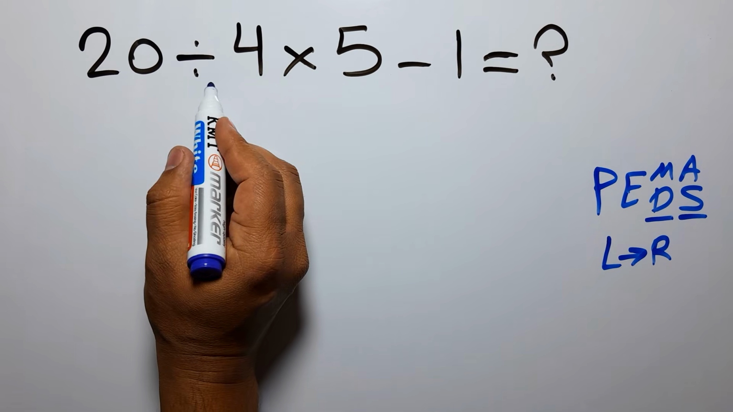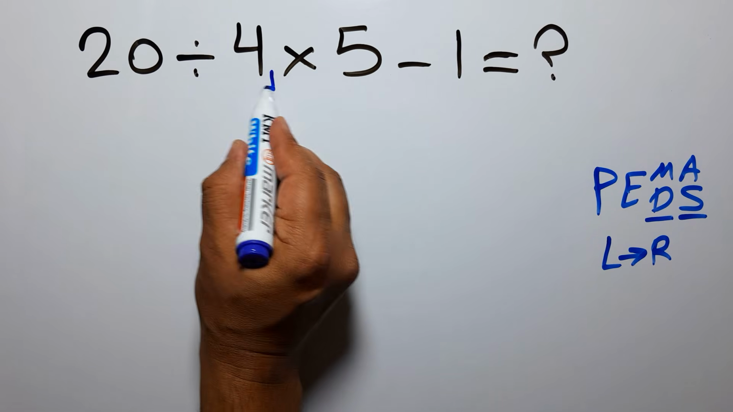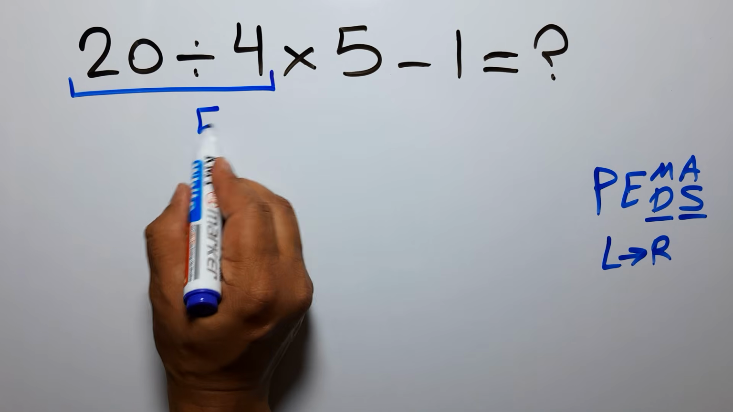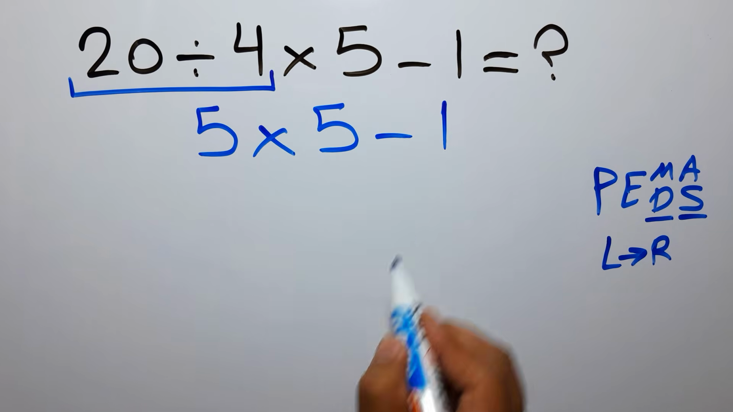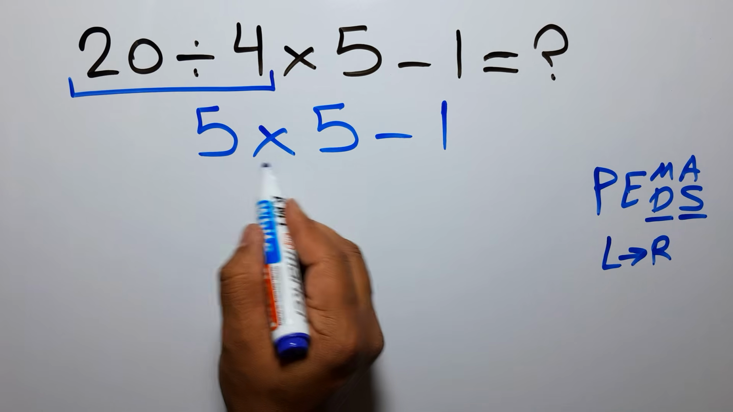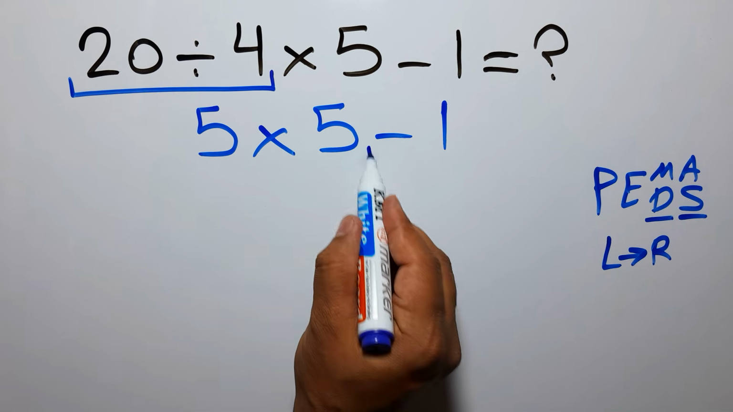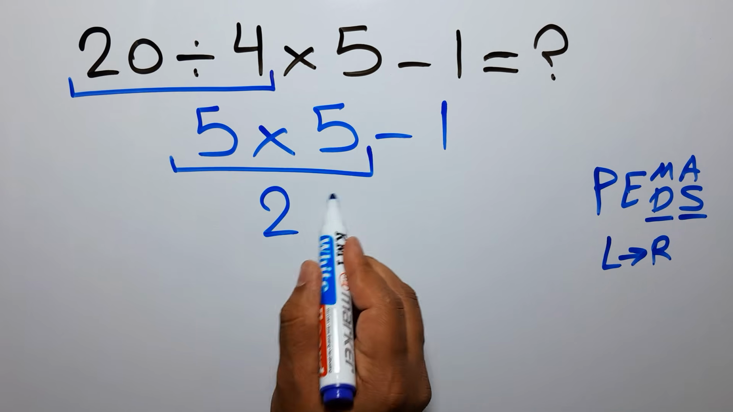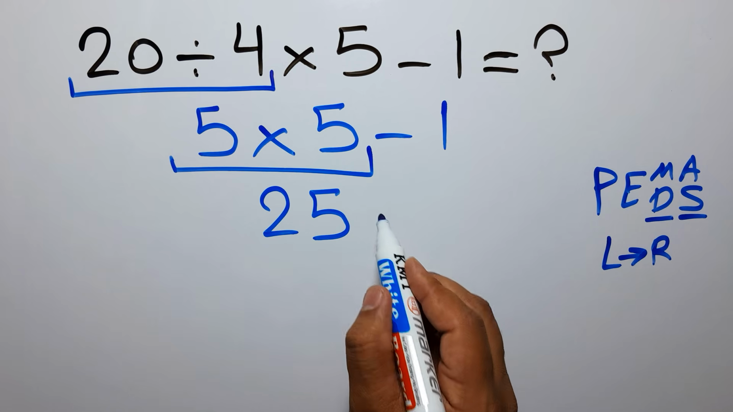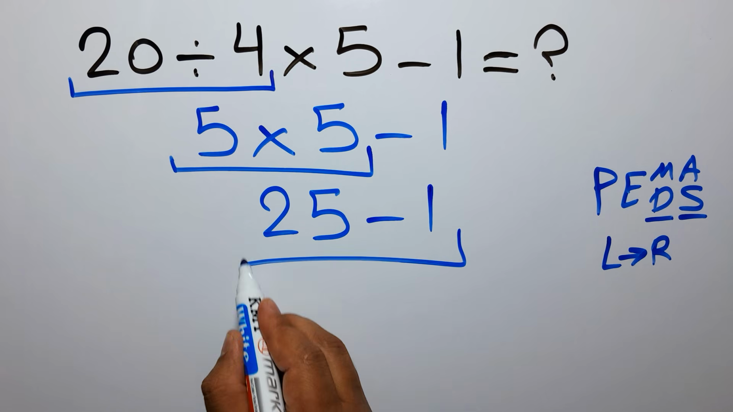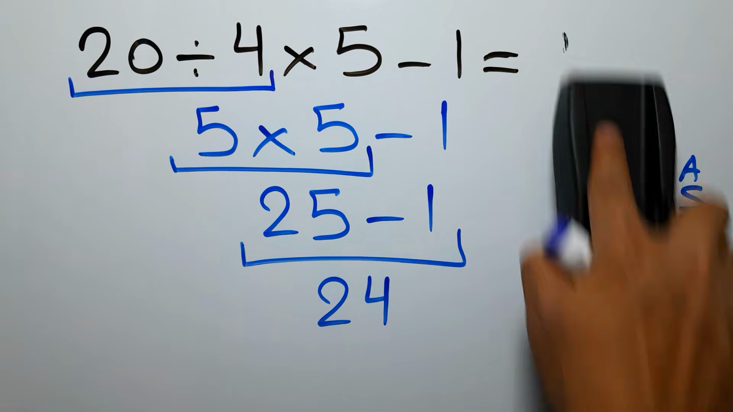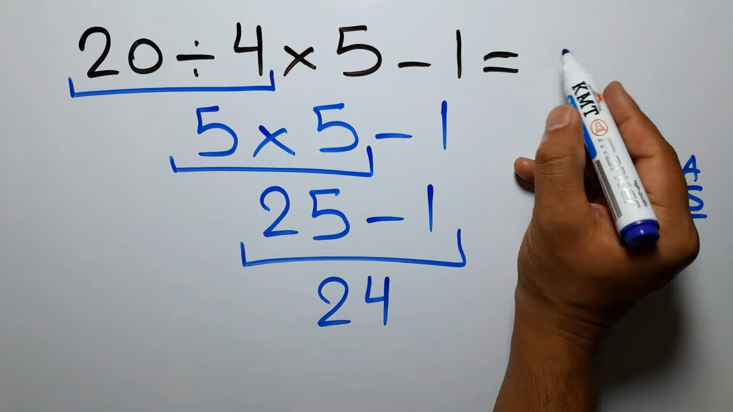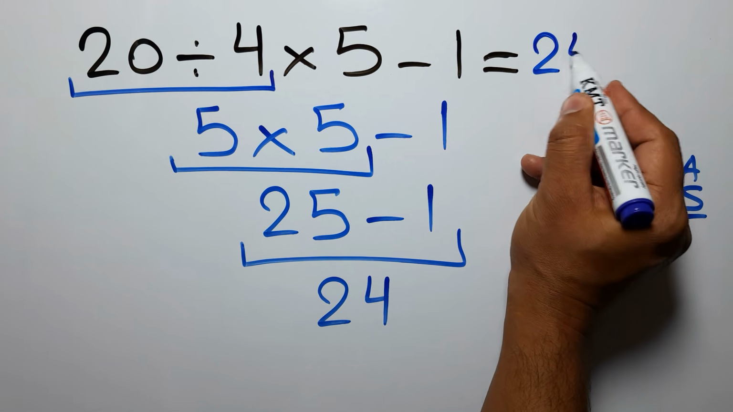So first we have to do this division. 20 divided by 4 gives us 5. So we have 5 times 5 minus 1. Now we have to do this multiplication. 5 times 5 equals 25. So 25 minus 1, which equals 24. And this is our final answer to this problem. The correct answer is 24.